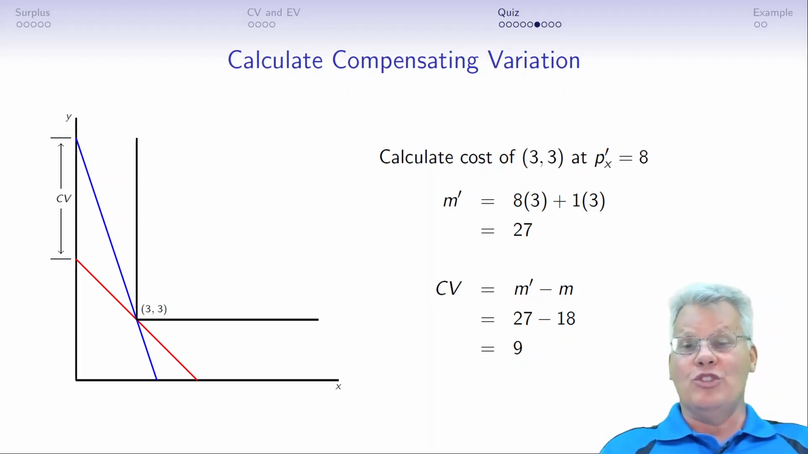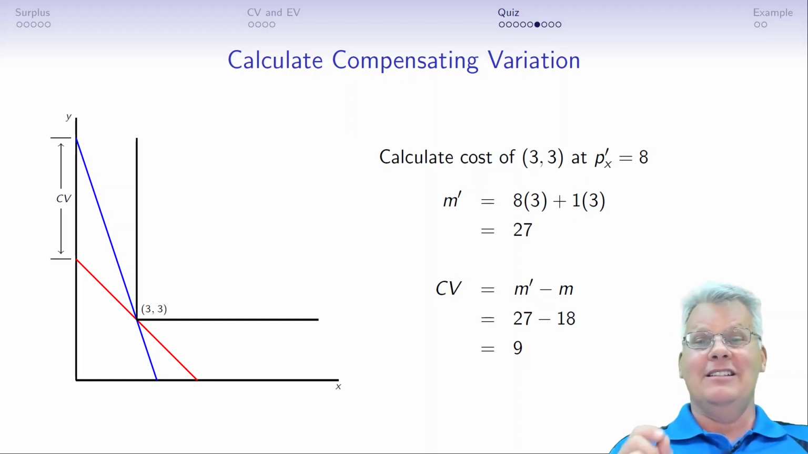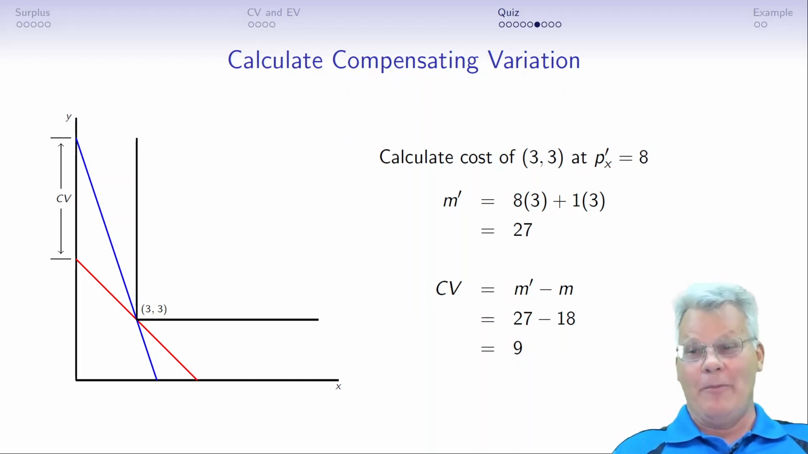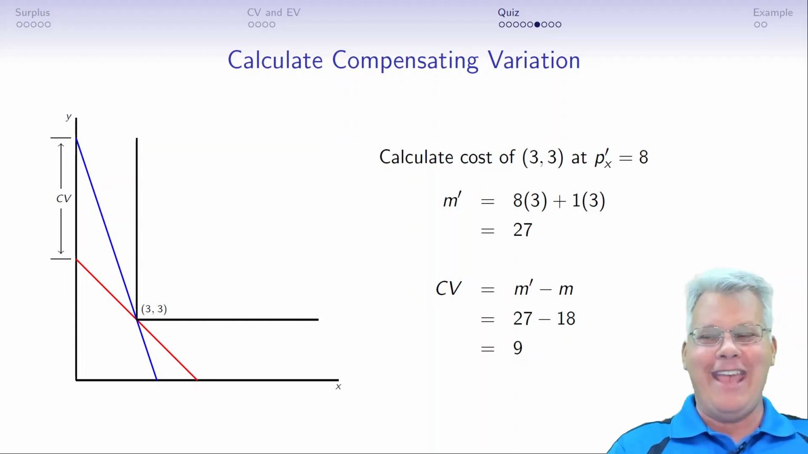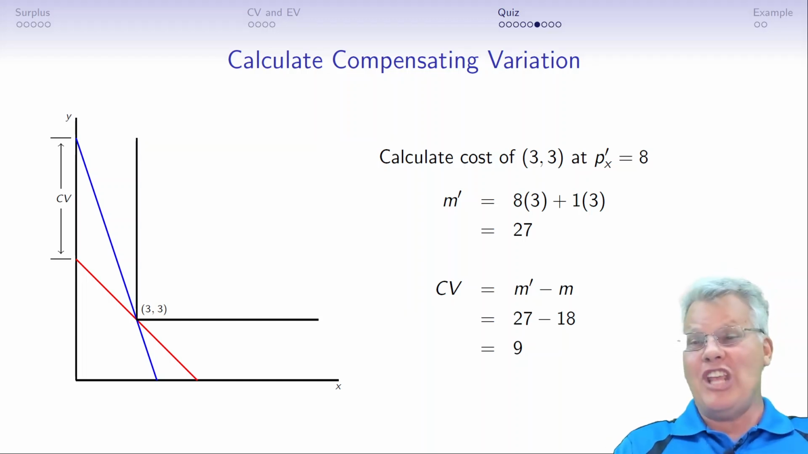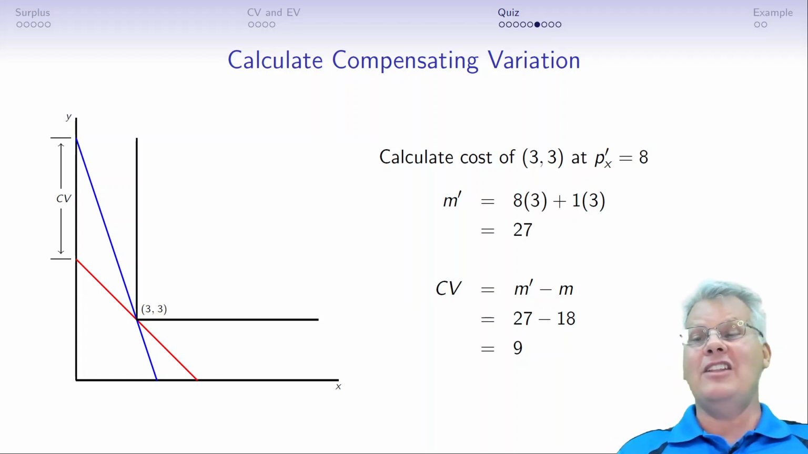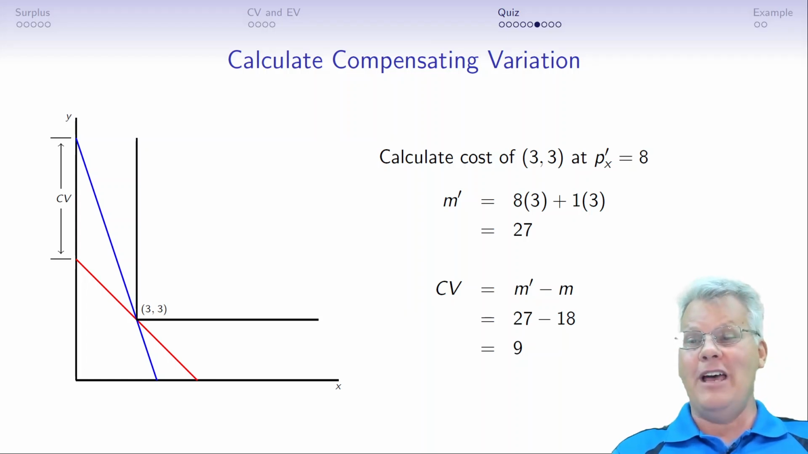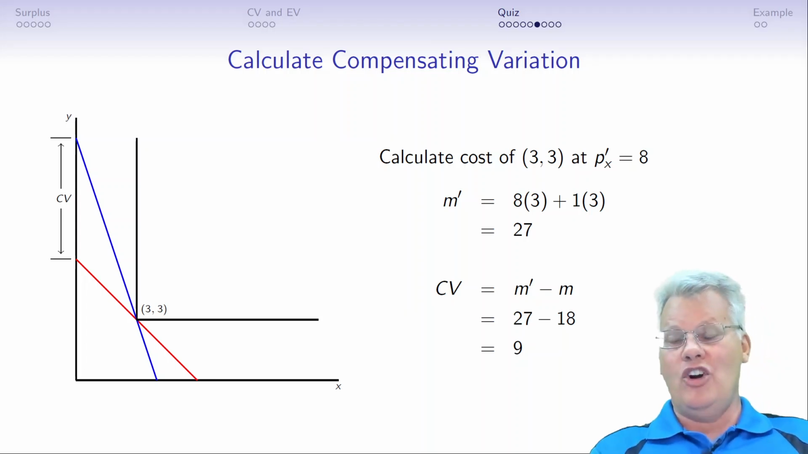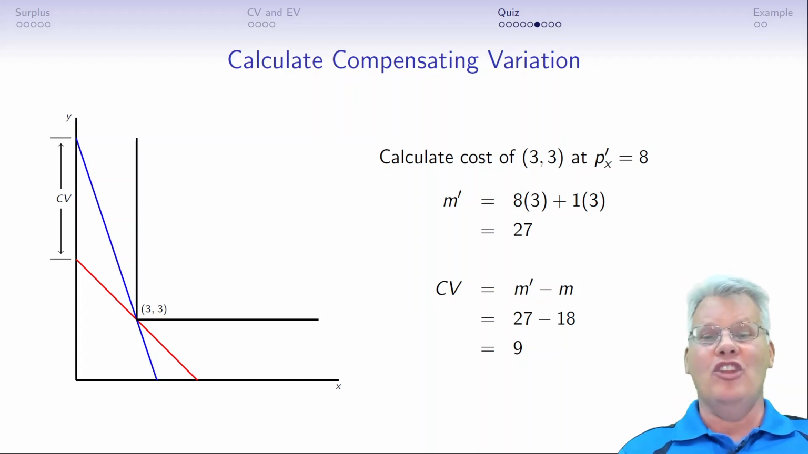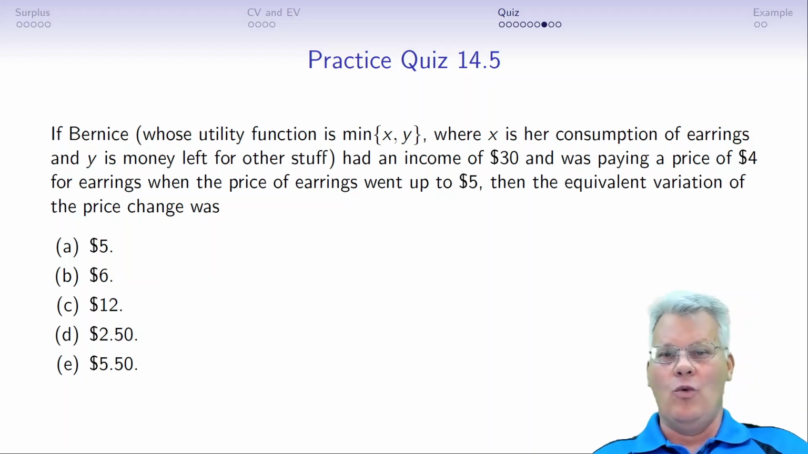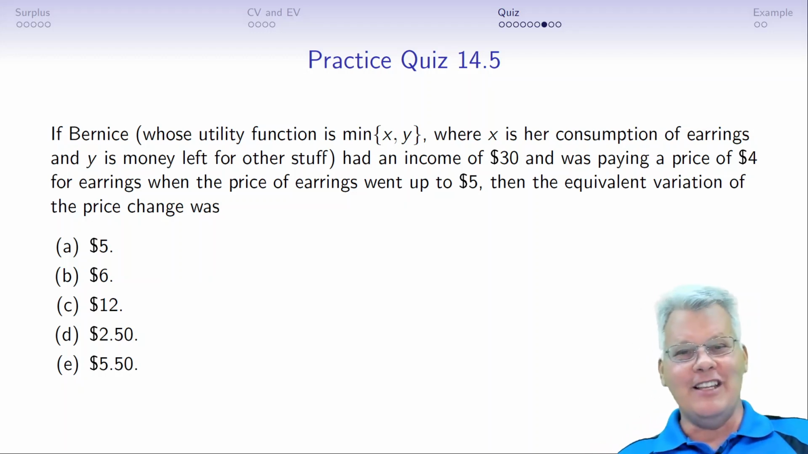You notice that this was greatly simplified because of perfect complements. Now, at the very end of this lecture, I'm going to show you the more complicated example, but appreciate here the simple example. All we had to do to restore her previous level of well-being is give her enough money to be able to afford her original consumption point at the new prices. She needed $9. Okay.